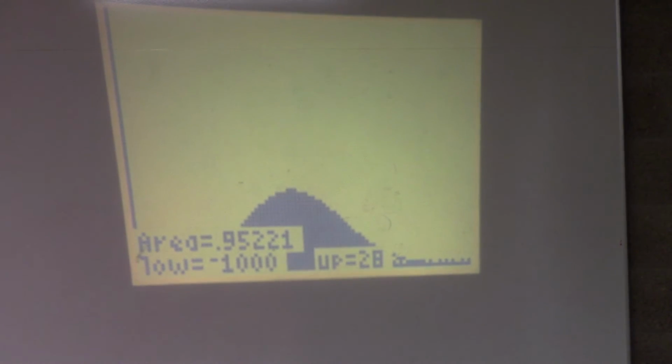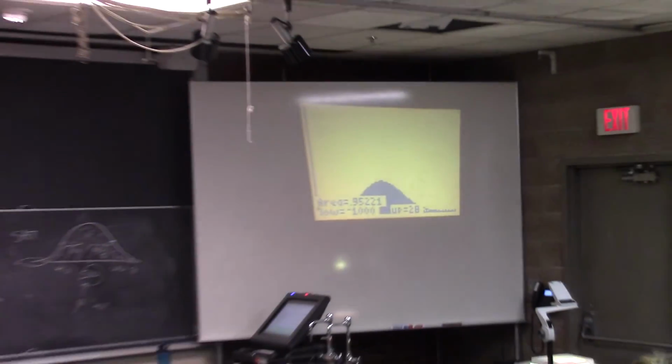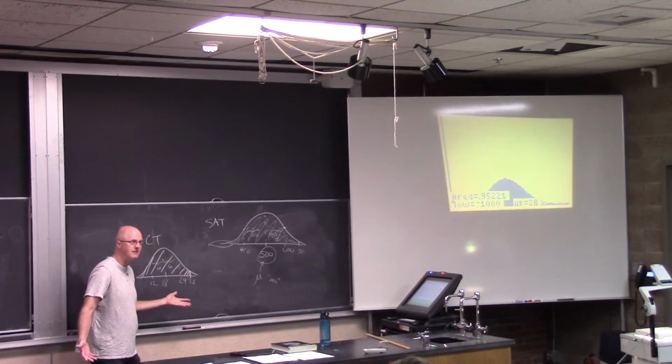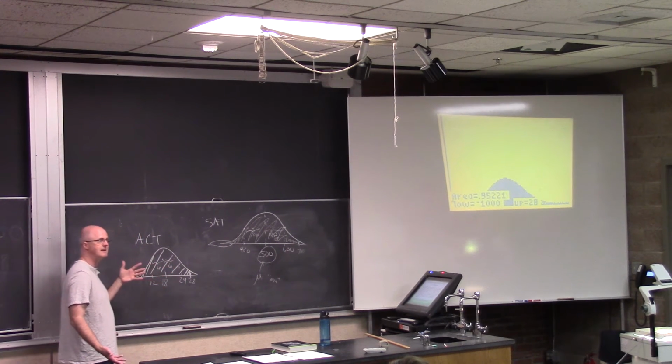So even though they took different tests, this is a nice way to compare them based on the mean and standard deviation. Cindy scored at the 98th percentile, Bobby scored at the 95th percentile. Cindy did better than Bob, even though they took different tests. Get the idea there?